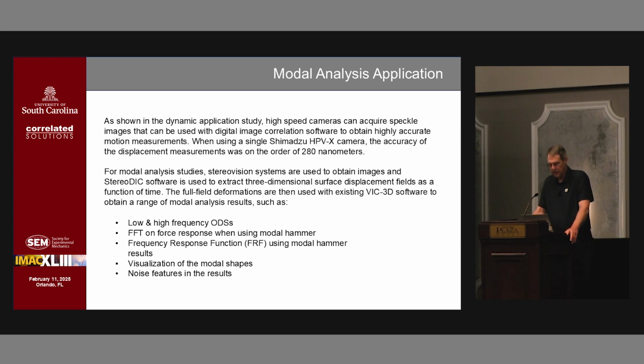What we're going to get out of this are the operating deflection shapes in the low and high frequency range. The fast Fourier transform, we perform that both on the modal hammer and on the accelerations. Didn't show that here, but we also did it on the accelerometer that we attached. We also get the frequency response functions now. It's fairly new, using the modal hammer results. Visualize the mode shapes, and then we look at a brief summary of the noise that we get in the measurements. Again, the noise can be directly determined using various equations, particularly if you use averaging, consistent with the theory I showed earlier.